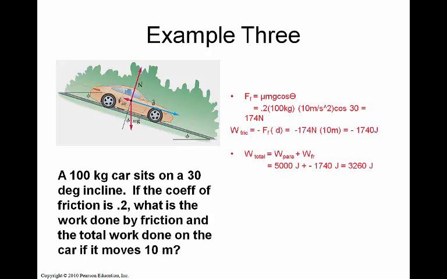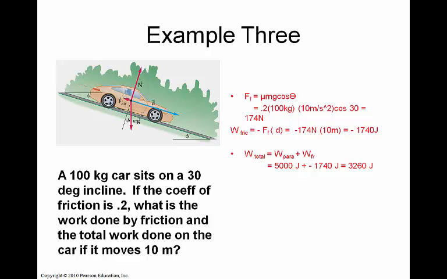What now if there's friction in the system? So if I tell you that the coefficient of friction is 0.2, and I want to know what the work done by friction is, and the total work done on the car if it moves 10 meters, how do I do that? Well, first let's find the friction force. Friction on an inclined plane is mu times the normal force, mg cosine theta. So that's going to give us a friction force of 174 newtons when we plug in.